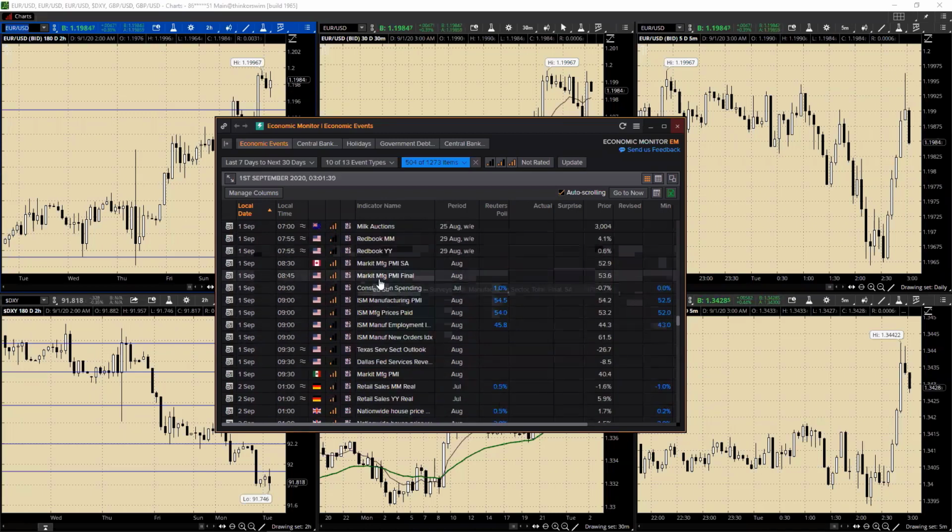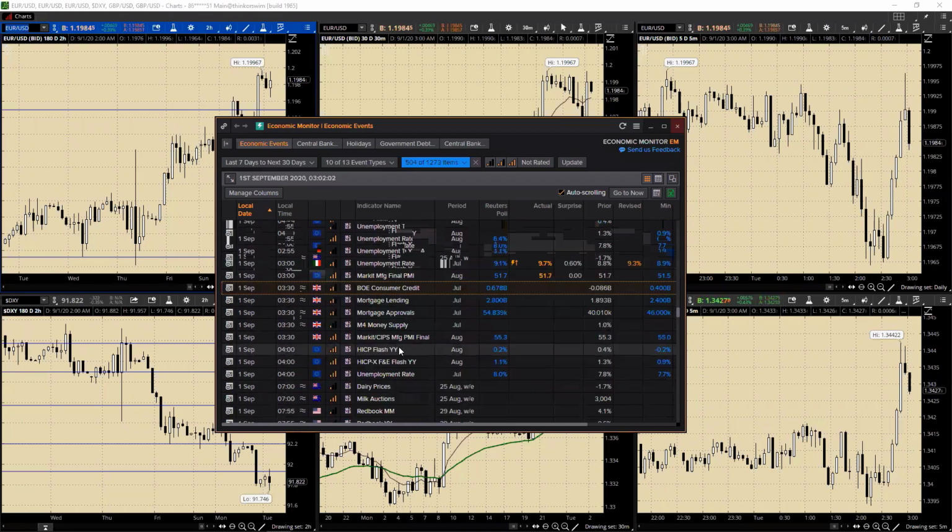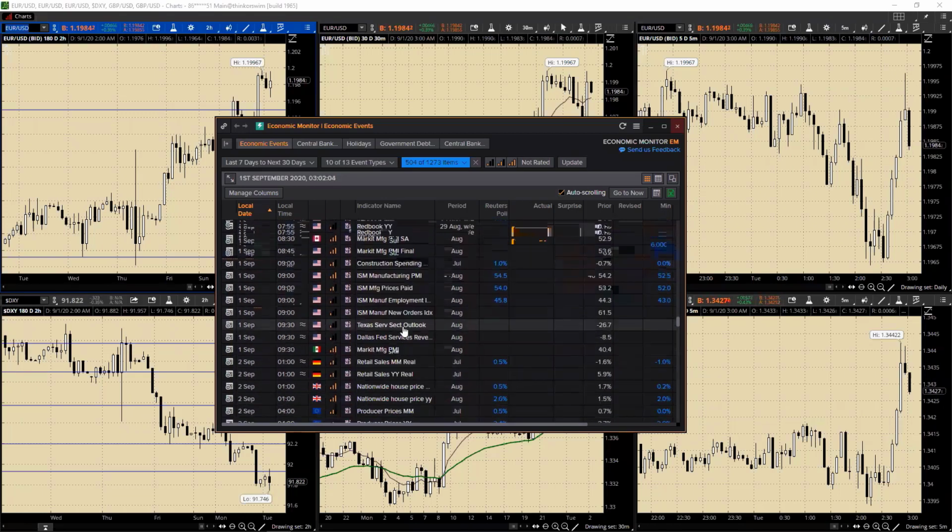And then at 9:30 Eastern, we'll get Canadian manufacturing PMI, and manufacturing PMI final here in the States at 9:45 Eastern, as well as, at 10 a.m., construction spending and ISM manufacturing PMI, also obviously with components like prices paid, employment, and the new orders index. And then we'll get Texas Services Sector Outlook and Dallas Fed Services at 10:30 Eastern.